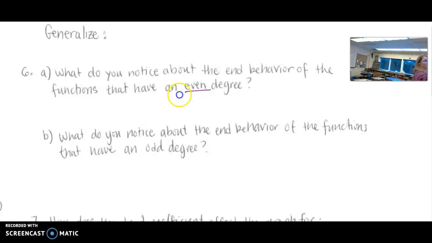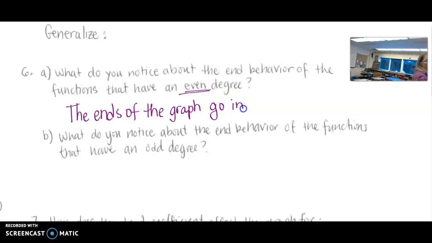If it's an even degree polynomial, meaning the term with the highest power is an even number, then the ends of the graph go in the same direction, either both up to positive infinity or both down to negative infinity.